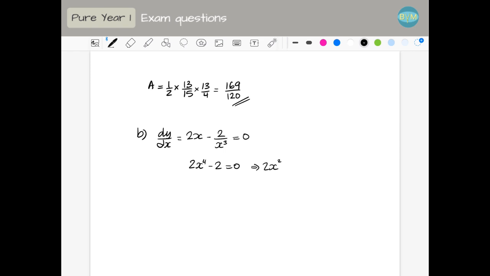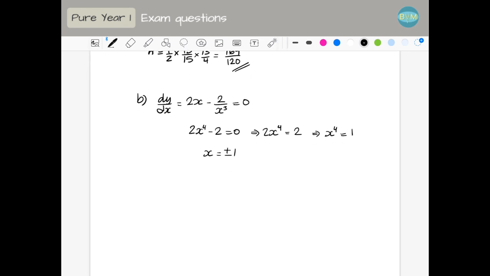Which means 2x to the power of 4 is 2, so x to the power of 4 is 1, therefore x is plus or minus 1. These are the stationary points. To decide if they are maximum or minimum, remember we are going to differentiate again. This is going to be 2 and minus. Again, I prefer to have the 2x to the power of minus 3 when I differentiate, so I have minus 3 times minus 2, which is positive 6, x to the power of 1 less.